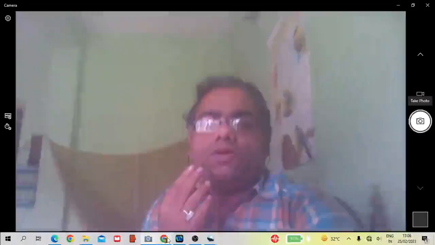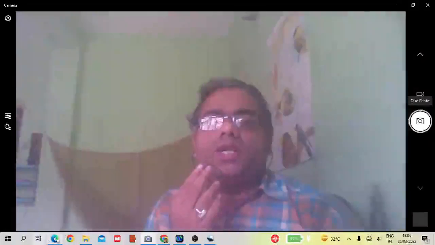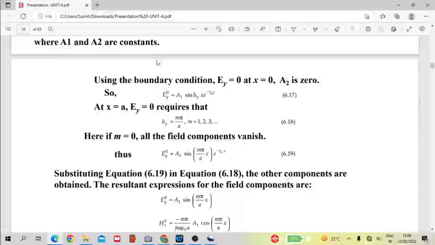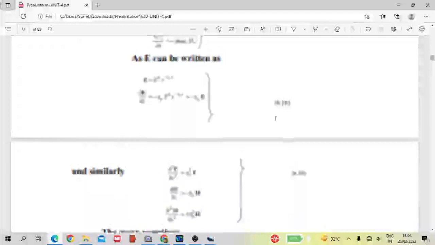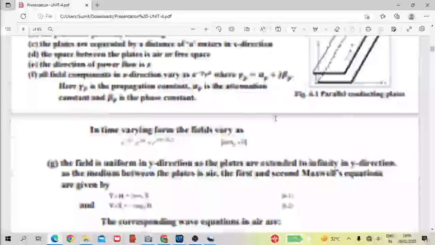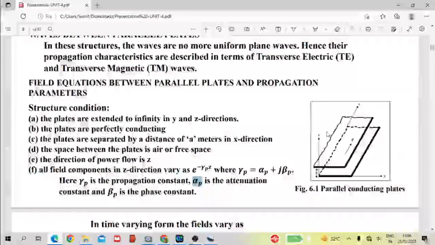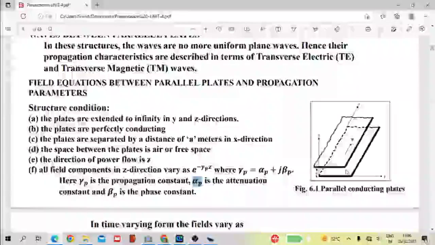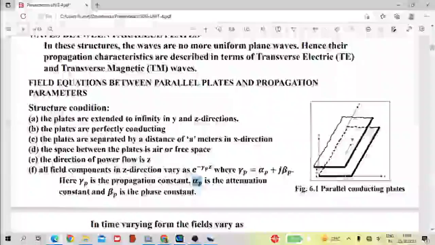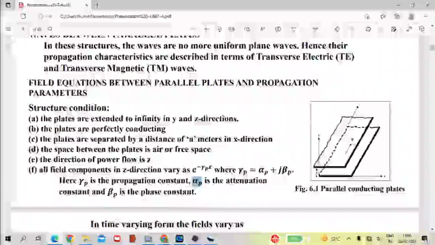Okay, so now we have seen that we were continuing here that a1 and a2 are constants. Now using boundary condition, you can see at x equals 0, x equals 0 means you can see this plate. When we talk of x equals 0, we are talking of this bottom plate. At x equals 0, naturally Ey, that means the tangential component of E, will be 0 because that is the boundary condition for E field.